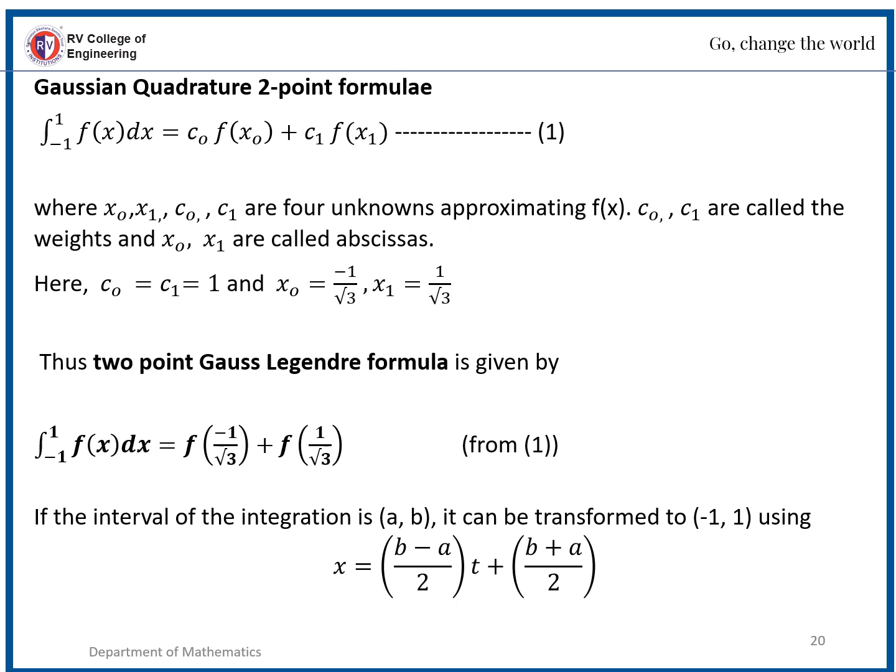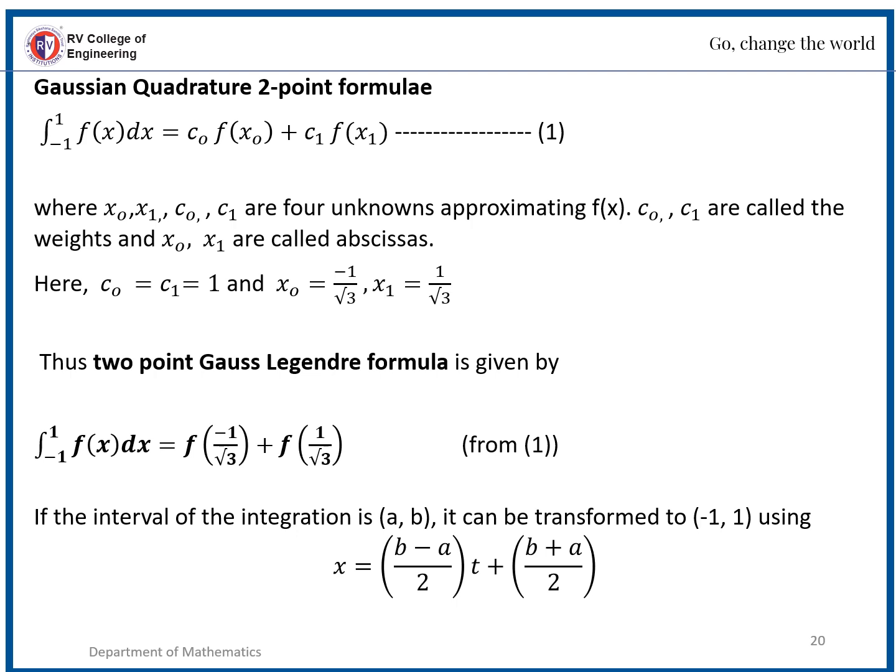Thus our Gauss-Legendre 2-point formula is given by the integral from -1 to 1 of f of x dx equal to c0 f of x0 plus c1 f of x1, with c0 equal to 1, c1 equal to 1, x0 equal to -1 by root 3 and x1 equal to 1 by root 3. That is f of -1 by root 3 plus f of 1 by root 3. This is the Gauss-Legendre 2-point formula.